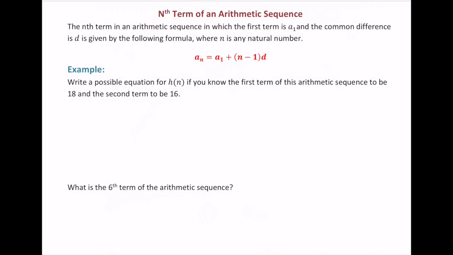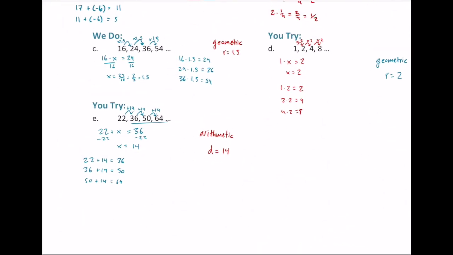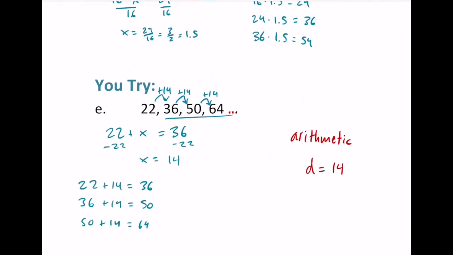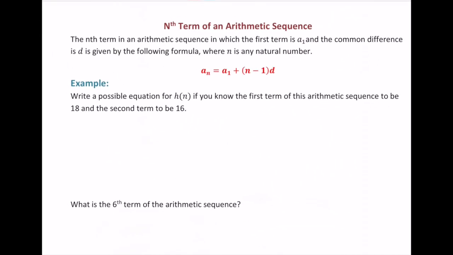Okay. The reason this is useful is that we want to be able to find any term in a list. So if I go back here, we see this dot, dot, dot. This list keeps going on forever. I can keep adding on 14 over and over again. But what if I wanted to know the 20th number in the list? Or what if I wanted to know the 61st number in the list? It would be kind of tedious to just keep adding 14. There's an easier and quicker way to do it. And it's given by an arithmetic sequence formula like this.